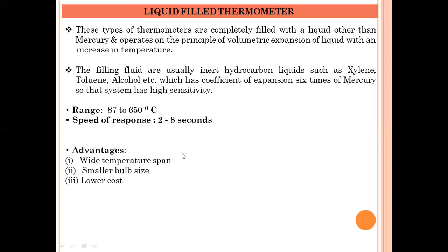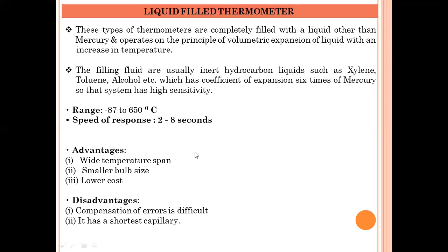Advantages: wide temperature span, smaller bulb size as compared to the gas filled thermometer, and lower cost. The disadvantages associated with this type of thermometer are that compensation of error is difficult and it has the shortest capillary. So this is all about the liquid filled thermometer.